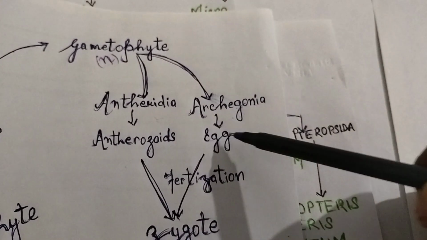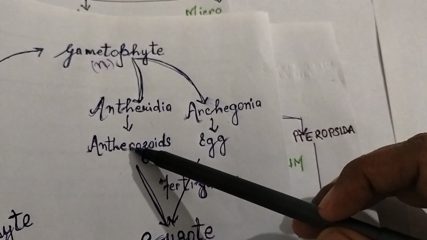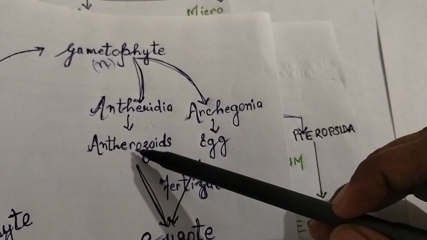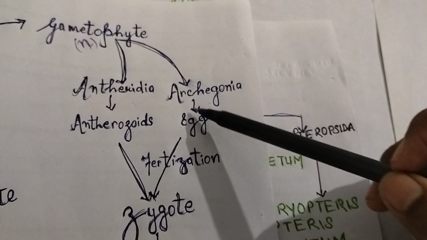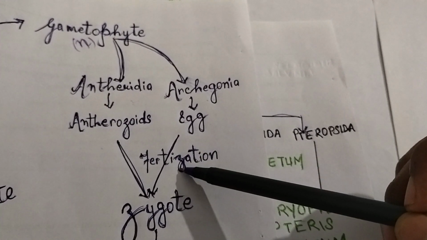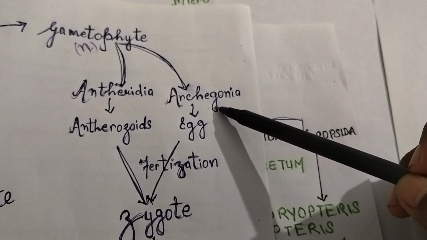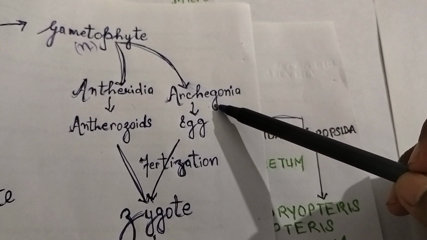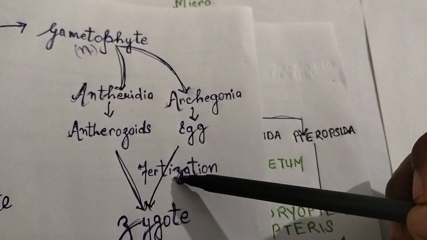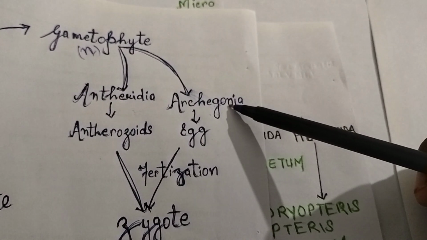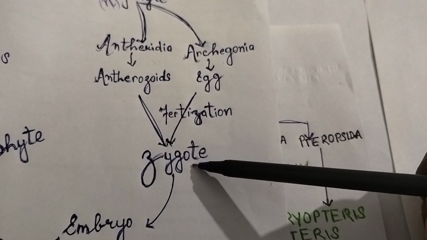Usually the egg is single, the female gamete is single, and male gametes are more in number. So what happens? Antherozoites are released from antheridia. They travel through water, reach the mouth of Archegonia, and enter the Archegonia. Inside they find the egg. Fertilization or fusion takes place inside Archegonia. Remember, all these things are asked in exams, in MCQs, also in competitive exams. Where does fertilization take place? So remember, in pteridophytes, fertilization takes place inside Archegonia. It will result in the formation of a zygote.